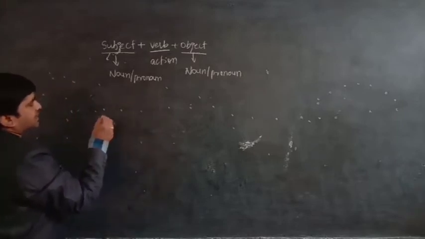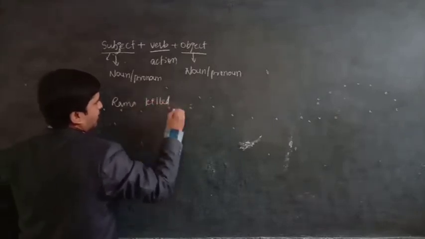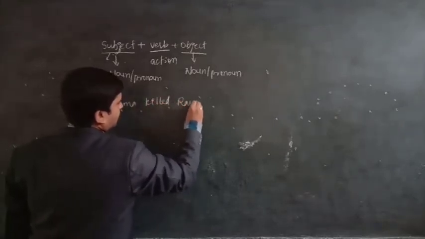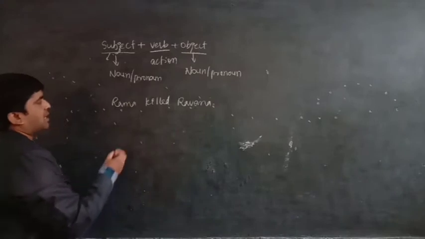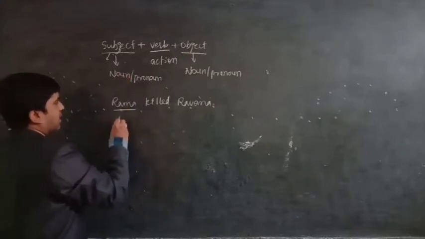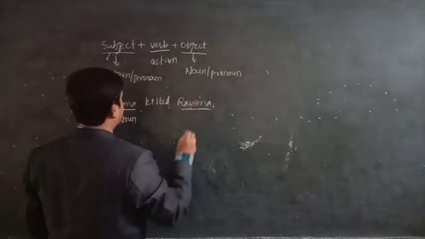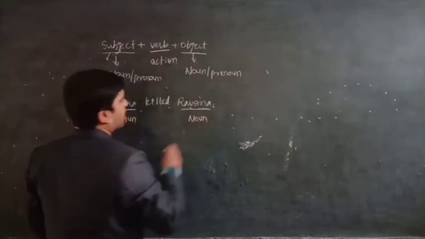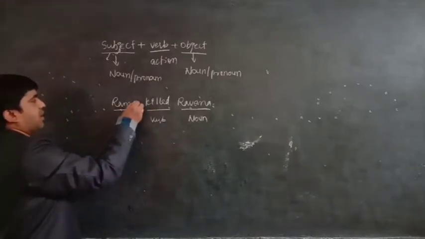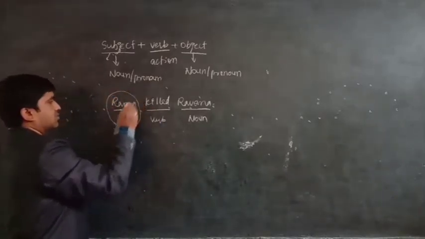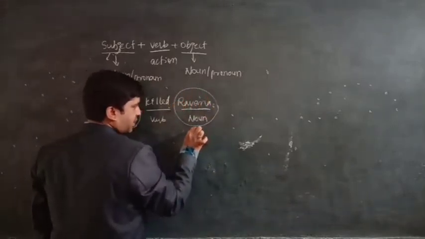Here is the example: Rama killed Ravana. A very old example, but the very best example for this. Here Rama is the subject and also a noun. Ravana is the object and also a noun. The verb is killed. Observe, we are writing a noun in the subject and we are also writing a noun in the object.